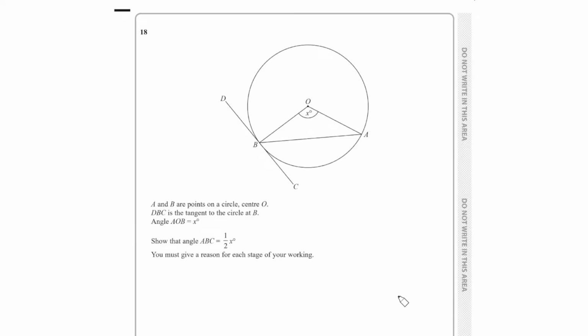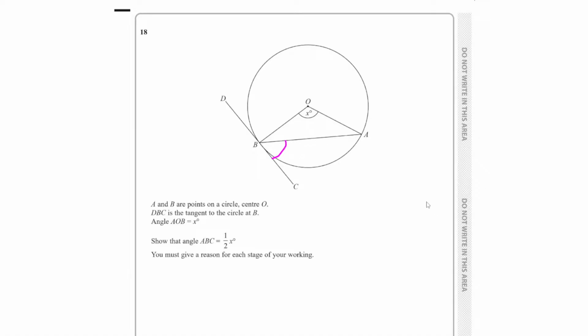Okay, question 18, we've obviously got some circle theorems here. A and B are points on a circle, centre O. D, B, C is a tangent, as you can see. They've given us the angle AOB, which is x. We need to show that angle ABC is a half x, or can be written as a half x. So that's this angle here.